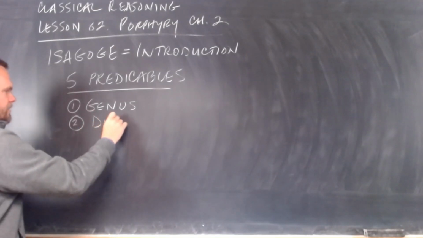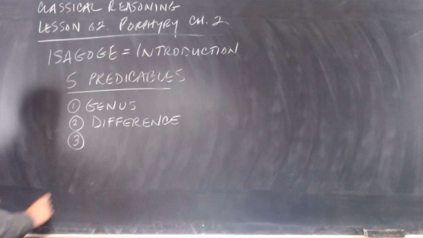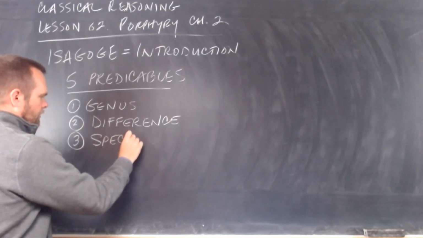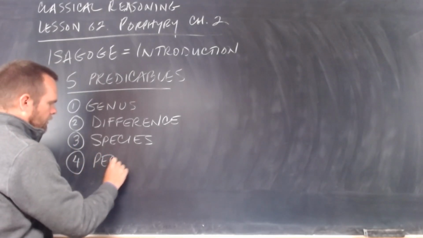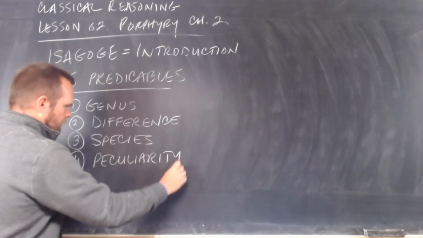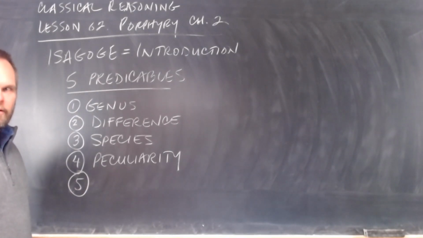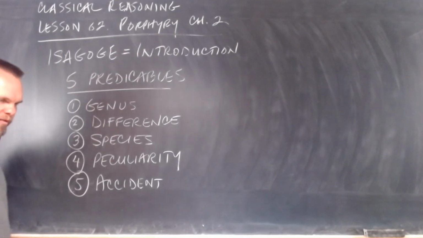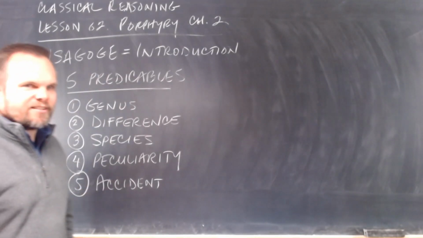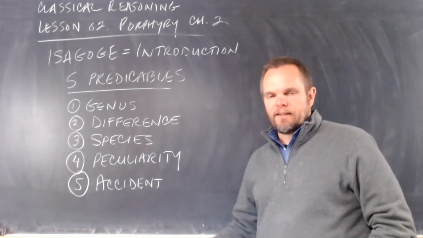Genus. The second one was difference. The third was species. The fourth was peculiarity. And the fifth was, anyone remember the last one? We talked about it today in Latin grammar. Accident. So congratulations, you are 0 for 5. Genus, difference, species, peculiarity, and accident are the 5 predicables.